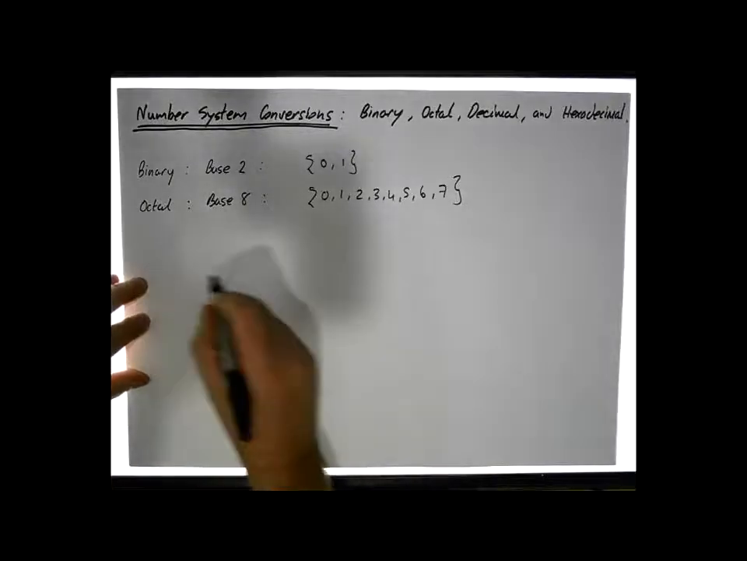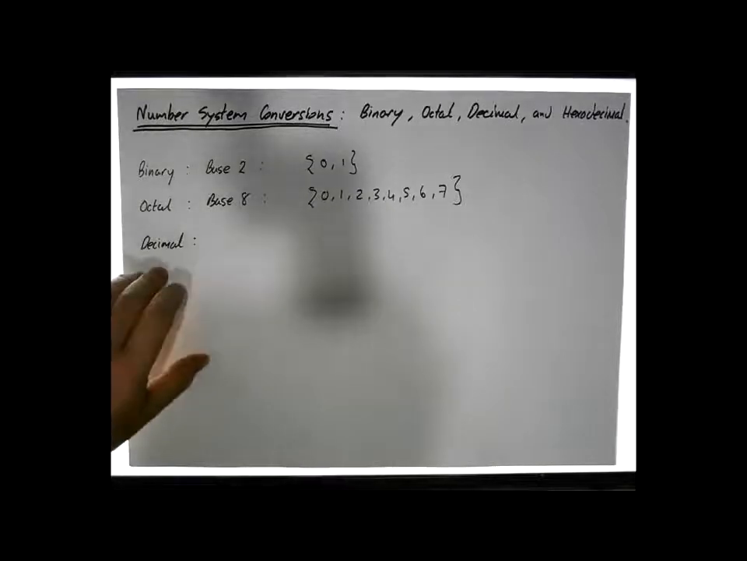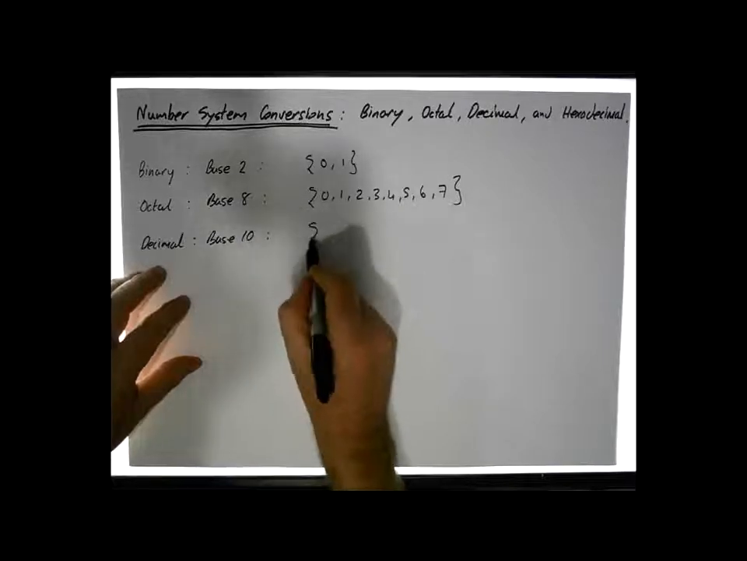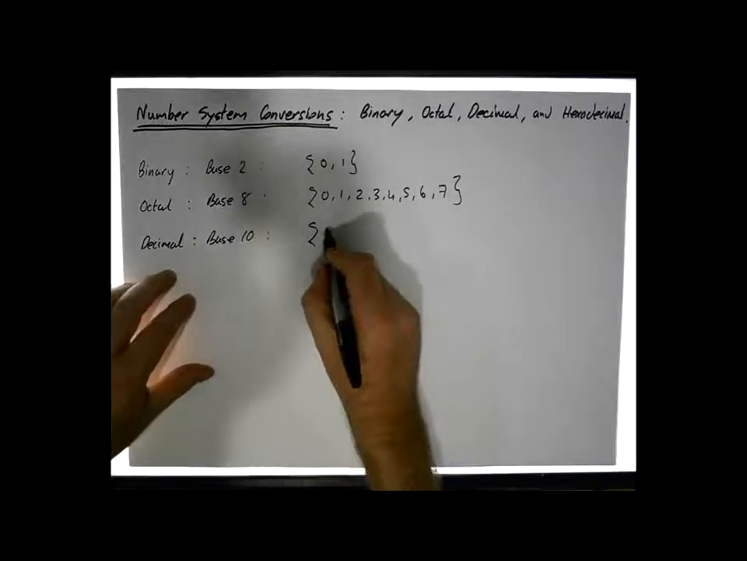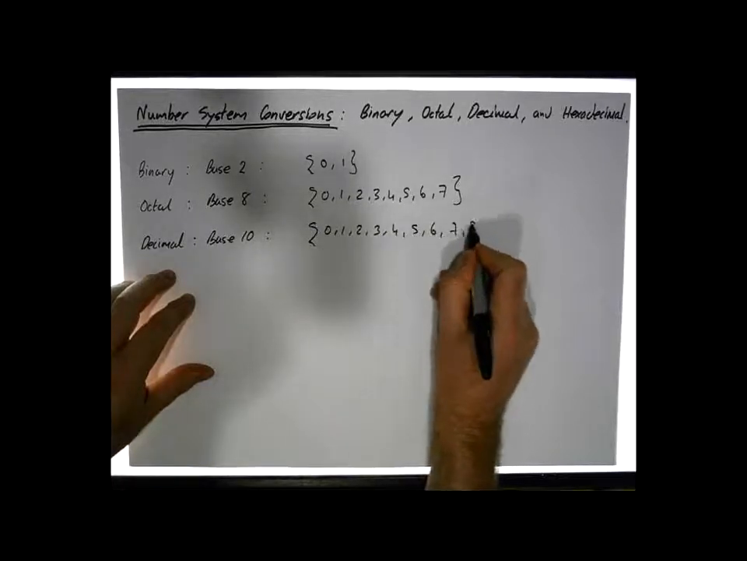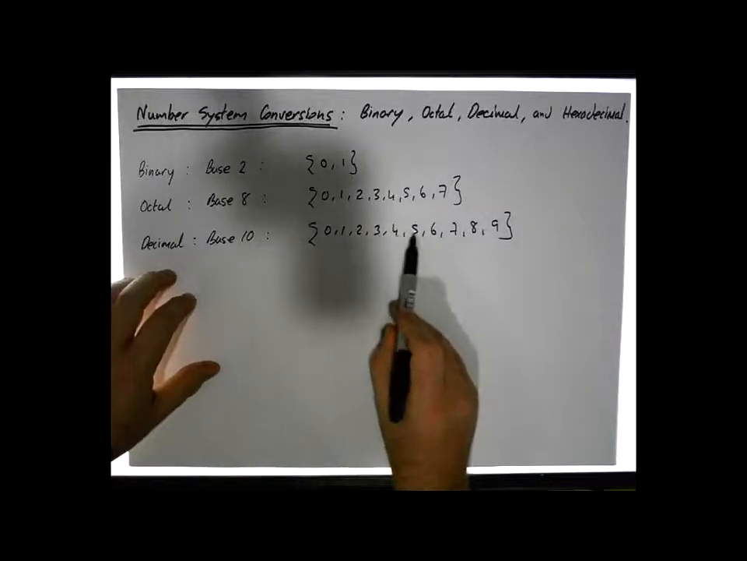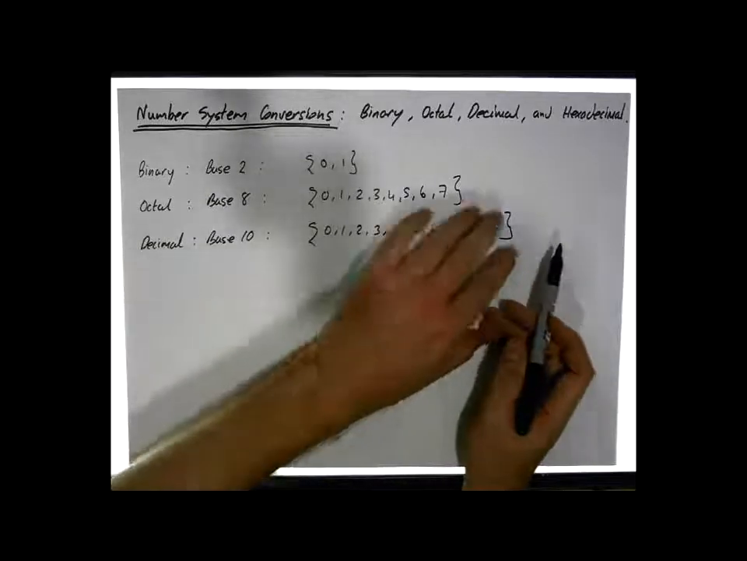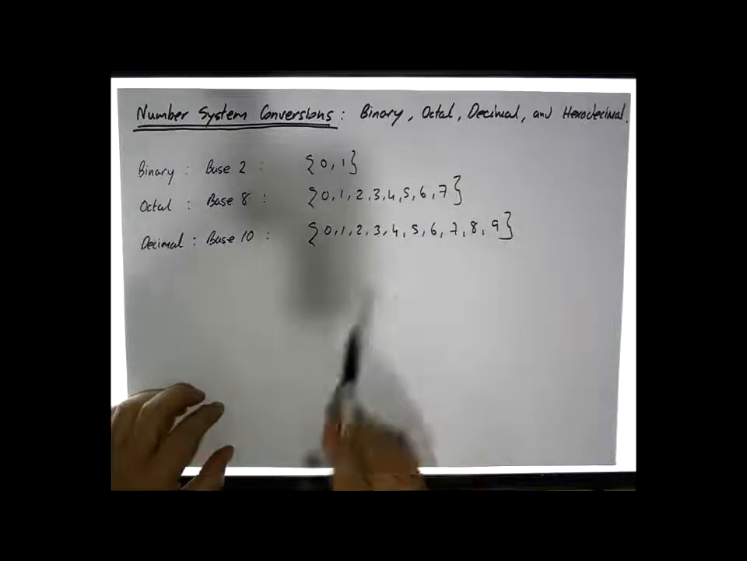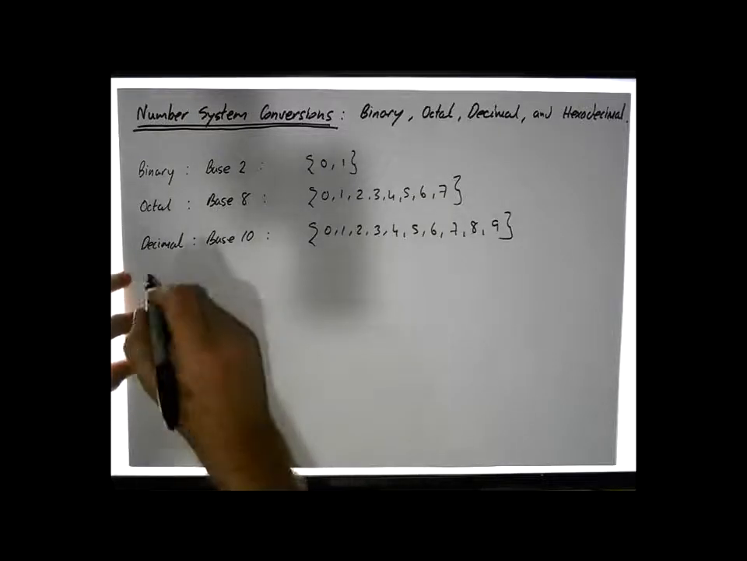In relation to base 10, which is our decimal numbers, the number system that we're most familiar with working with, the well-known digits are 0, 1, 2, 3, 4, 5, 6, 7, 8, and up to 9. So there are the 10 digits. If you want to create decimal numbers, you can only take digits from this particular set of numbers.